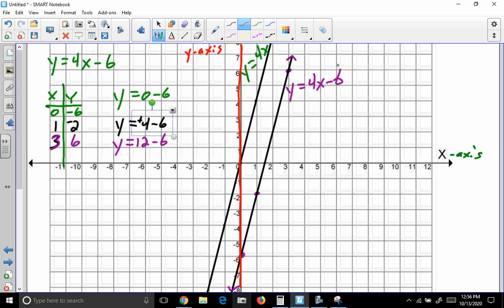And one thing that is mentioned is that if we have our equation solved for y, the number that doesn't have an x with it, 0, comma, that number tells us where our y-intercept is, where we touch the y-axis. So for our new line, notice 0, negative 6 is one of our points. That's called the y-intercept because that's where our graph intercepts the y-axis.